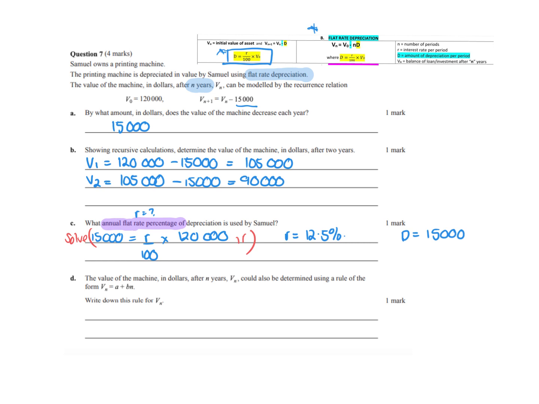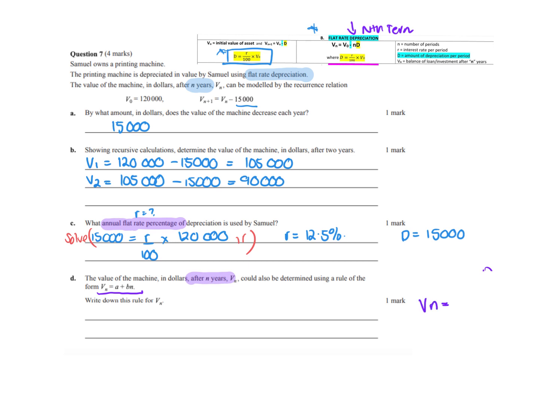The value of the machine after n years. Here, with this last question, they're talking about the nth term formula, which is here. You're already opening your reference book, you're probably looking at this, and it says it could be determined using this rule. You can see they've put the basic rule there. They wrote it like that. On our formula sheet, it's written like this. Oh, my pen's not working.